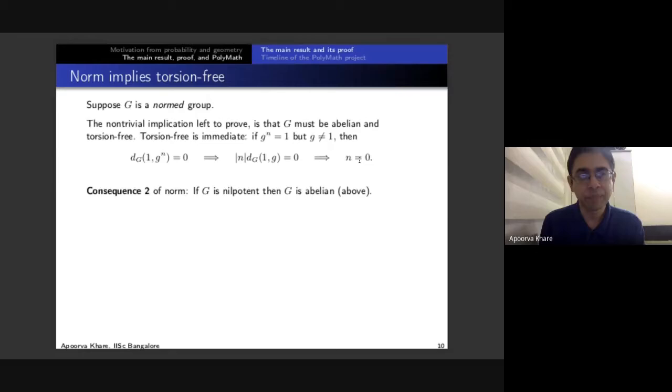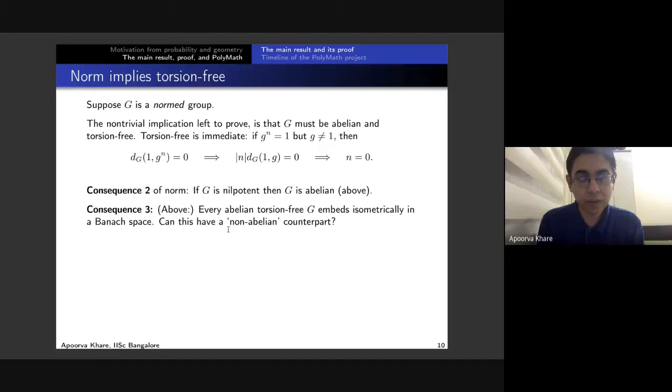So there are some consequences. For example, if G is nilpotent, then G is abelian. I proved that above, because if G is nilpotent, it contains a nilpotent subgroup of nilpotence degree 2, but that can't happen. Another point, something I was wondering about: every abelian torsion-free group, as I said in the probability motivation, embeds into a Banach space. Actually, I proved it a couple of slides above. Can that have a non-abelian counterpart? As you remember, that was the question we started out with.